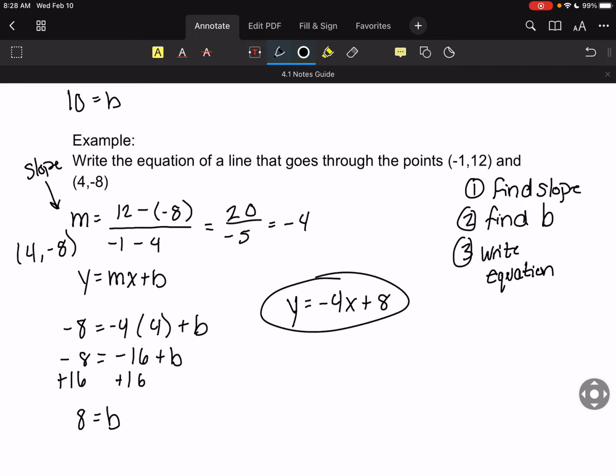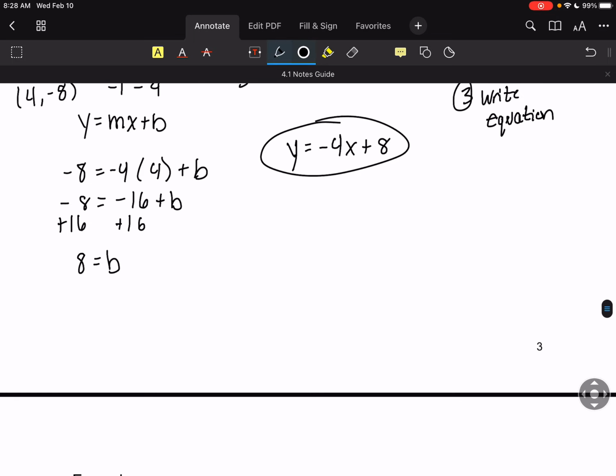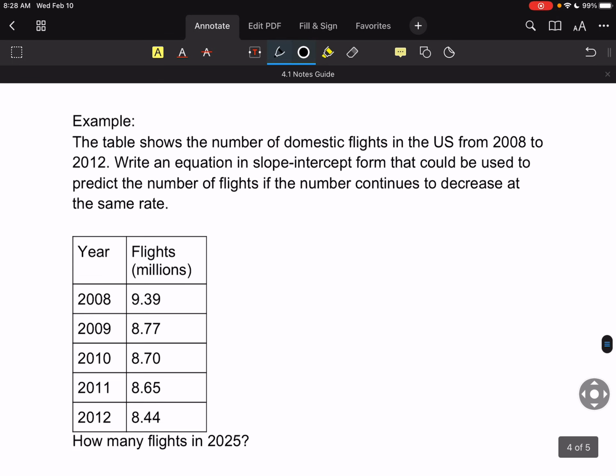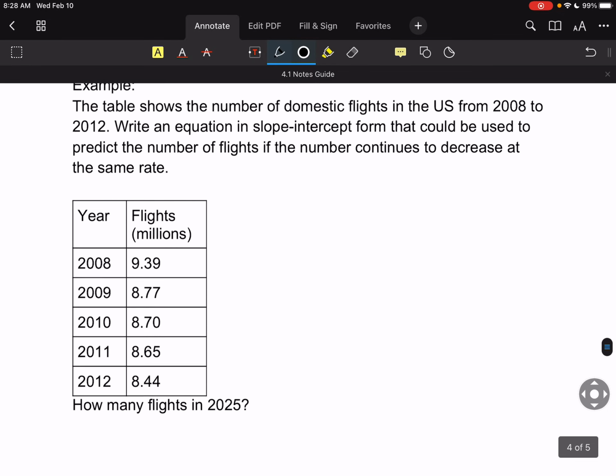So that's the second way that we could be given some information, and we have to find what our slope-intercept form is with the constraints that we're given, which are those 2 points, or the point and the slope. So I do want to do some work with some word problems.